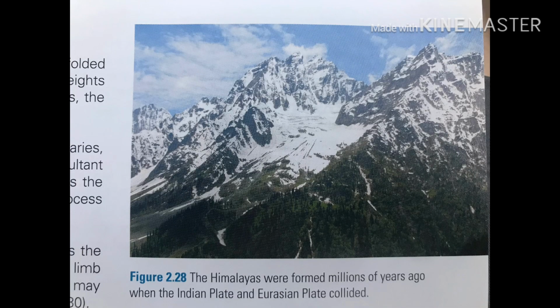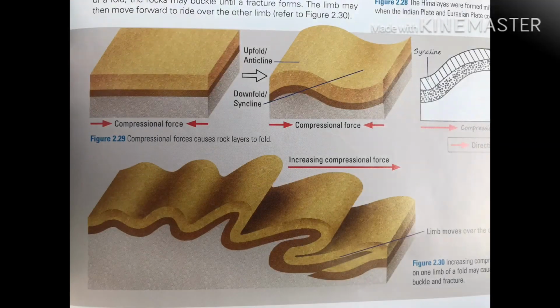So what you see here is actually a photo of the Himalayan mountain range. The Himalayan mountain range, as we studied in Gateway 1, is a fold mountain range, okay, formed by the Eurasian plate compressing against the Indian plate.